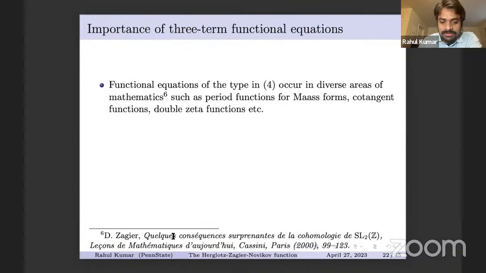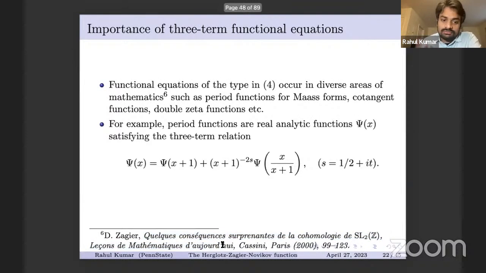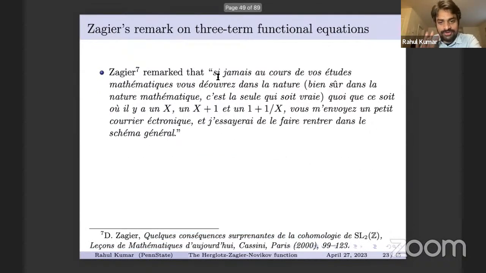So this is a paper of Zagier in French. One can look at this paper, where he mentioned various areas of mathematics where these three-term functional equations appear. For example, period functions are solutions of this three-term functional equation. And in the same paper, Zagier made a remark in French, so I used Google Translate to translate this remark.